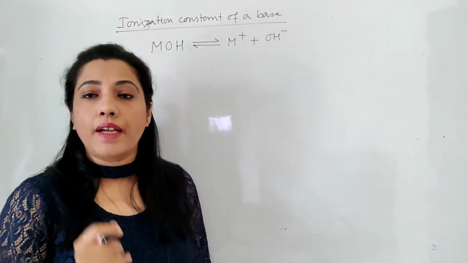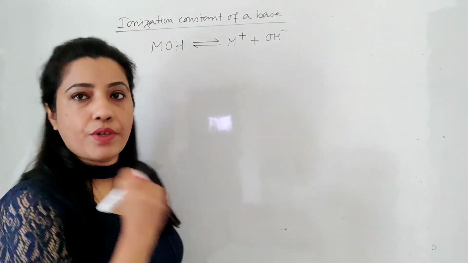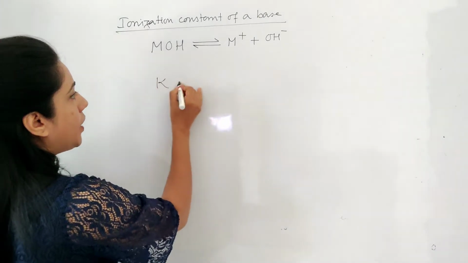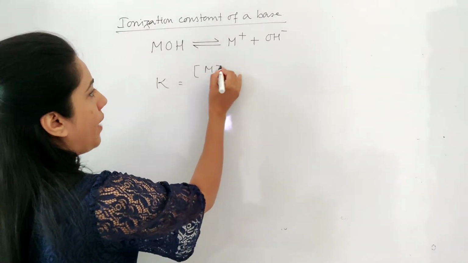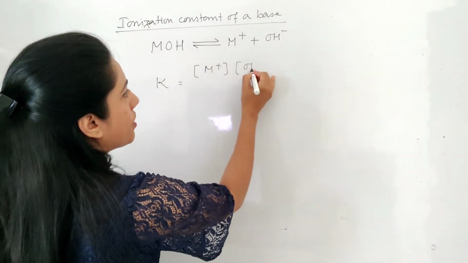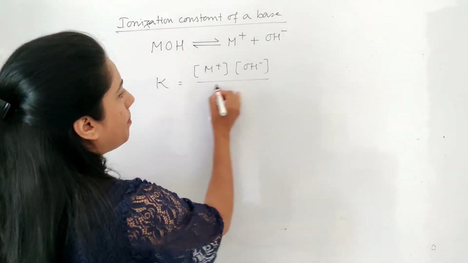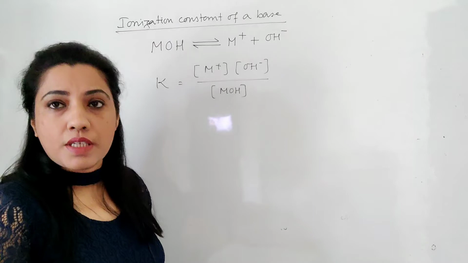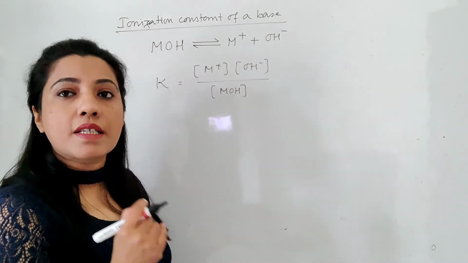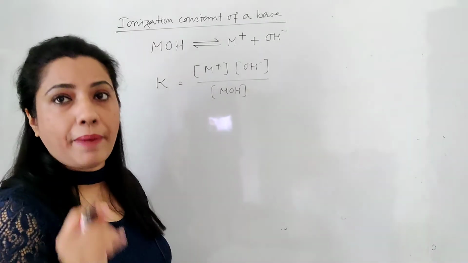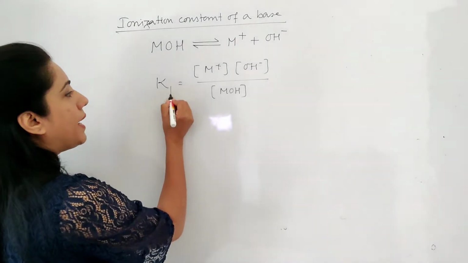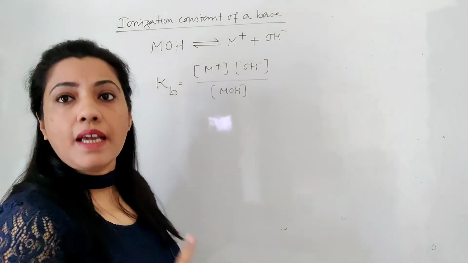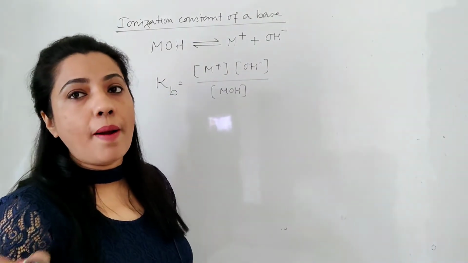Now, if I try to write down the equilibrium constant for this reversible reaction, it will be K is equal to concentration of M plus into concentration of OH minus divided by concentration of MOH. This equilibrium constant for a base is known as the ionization constant of a base, and it is denoted by Kb. So Kb is the ionization constant of a base.